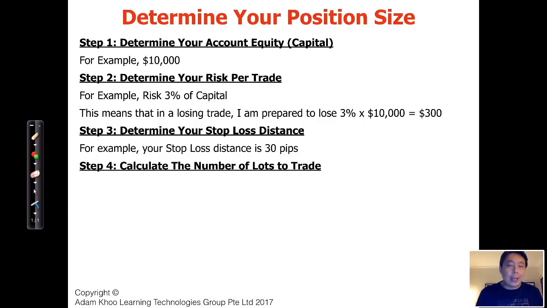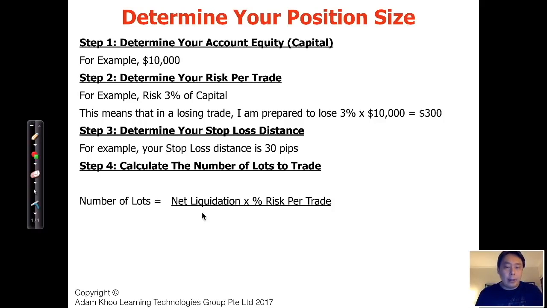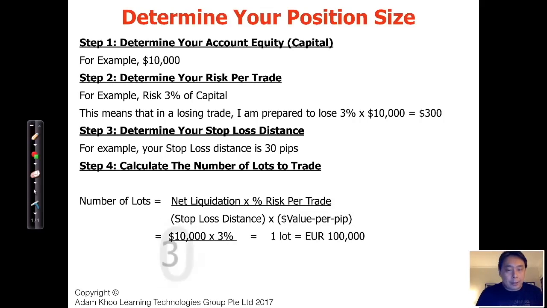So with that information, you can calculate the number of lots to trade. So number of lots would be, again, net liquidation, which is 10 grand, multiplied by 3%, divide by stop loss distance of 30 pips, multiplied by your dollar value per pip. So again, this depends on the currency pair. Now for most pairs which are US dollar denominated, it's about $10, right? So Euro USD is about 10 bucks. So you're just going to use 10 bucks.